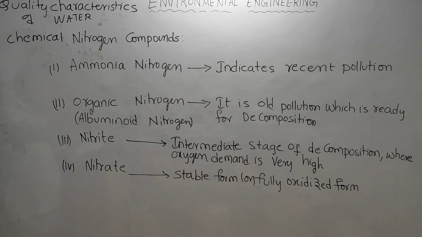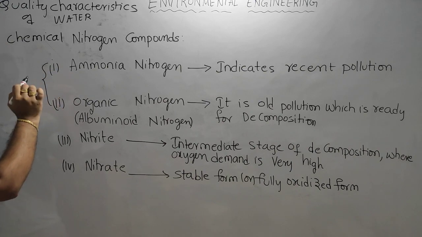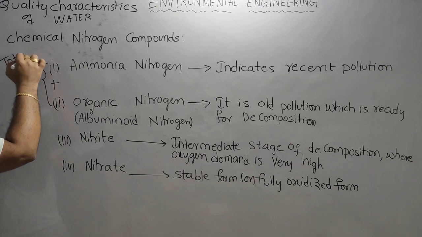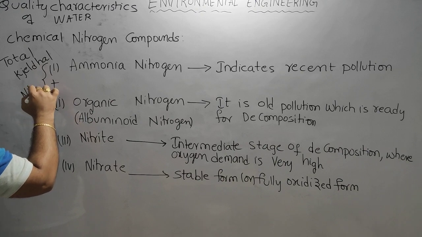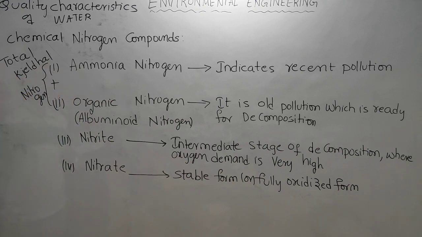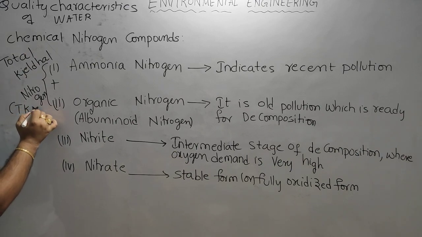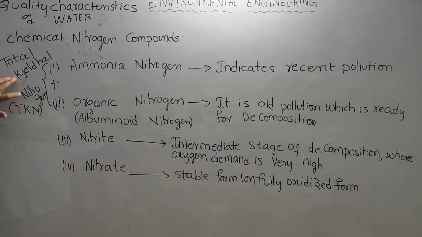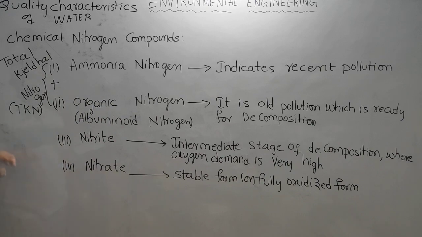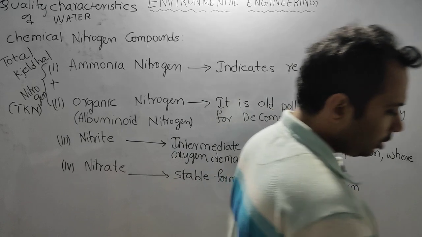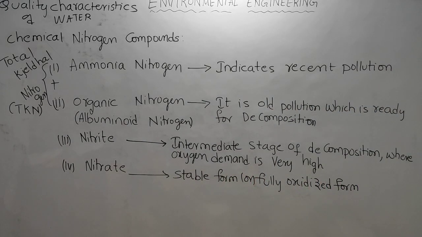These are the nitrogen compounds present, and we call the sum of the first two, ammonia nitrogen plus organic nitrogen, or ammonia nitrogen plus albuminoid nitrogen, total Kjeldahl nitrogen, or simply TKN. Total Kjeldahl nitrogen will give us an understanding of how much nitrogen is present for decomposition. That is the importance of total Kjeldahl nitrogen.